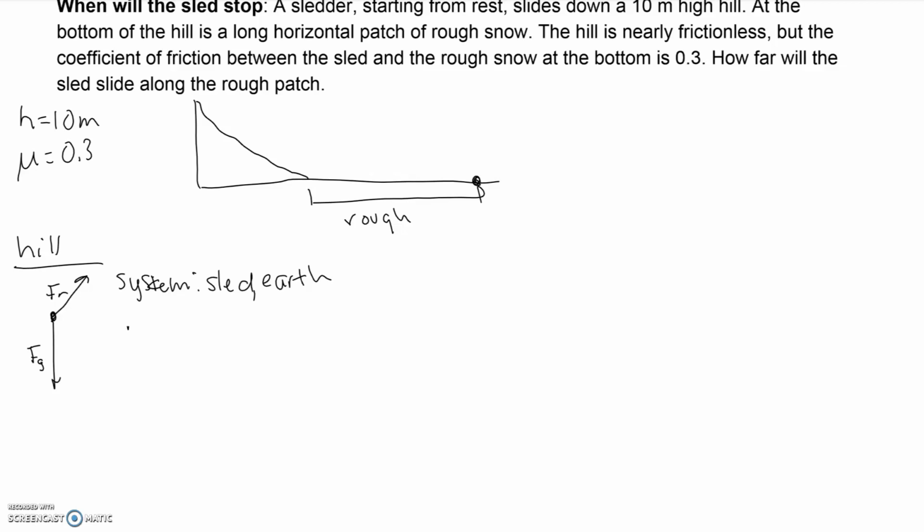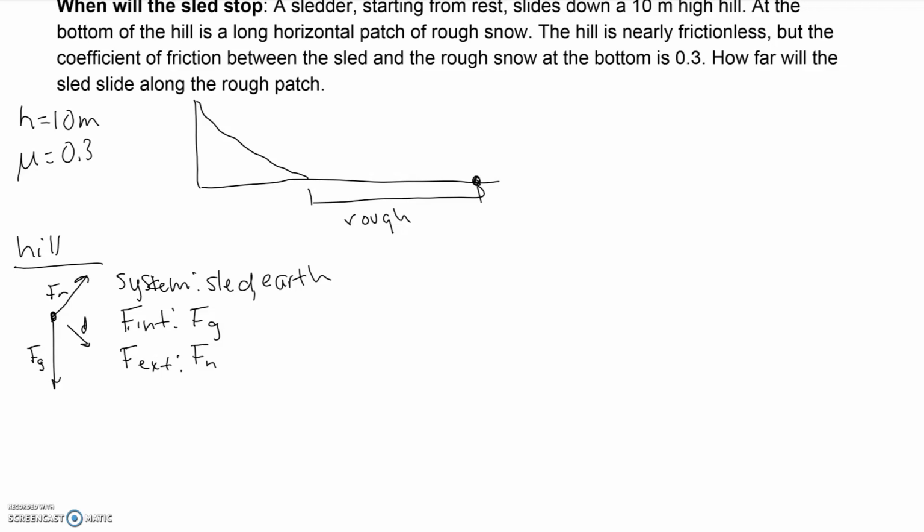Defining our system that way, when we look at our internal forces, the force of gravity is internal, because that's an interaction between the sled and the Earth. So gravity is an internal force, and for external forces, we've got our normal force. Now we're okay with the normal force being external, because our sled is displacing down the incline.